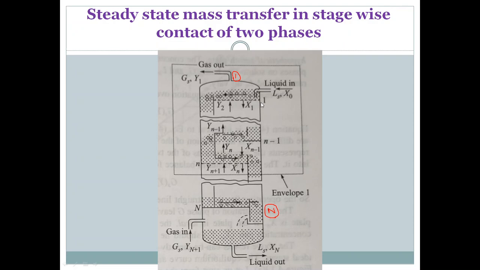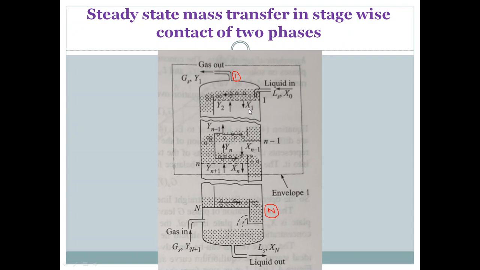Now what is the concept here? If it is stage 1, from the top the liquid phase is coming, LS, with concentration X0. X0 is coming here, and gas is coming from plate 2. From plate 2 comes Y2, and what is coming out from plate 1 is Y1. GS will be constant; this is the gas flow rate. The liquid flow rate is LS, entering at the top with X0, and whatever liquid leaves here has concentration X1.